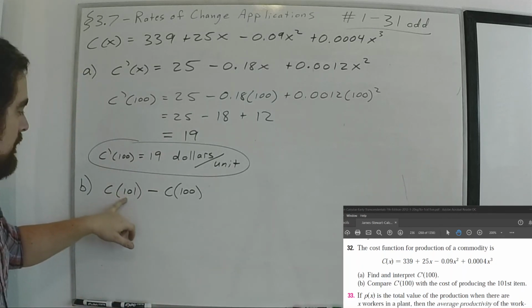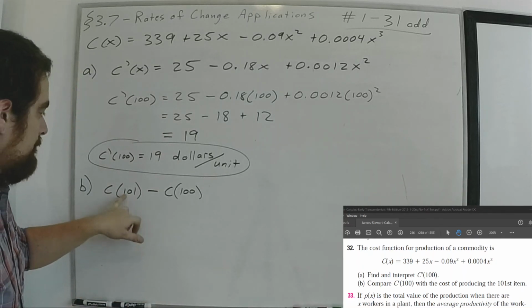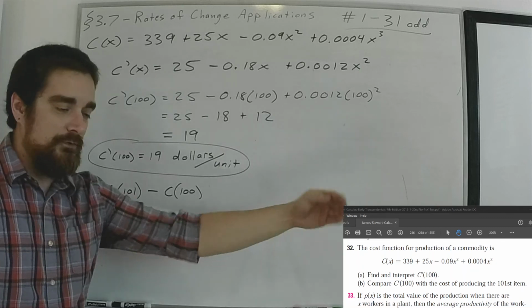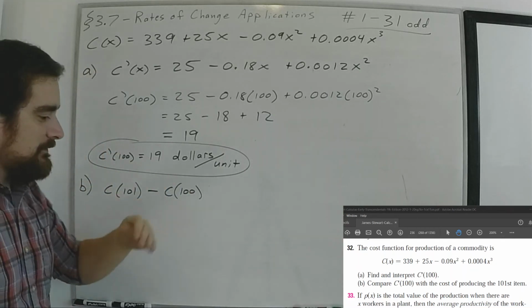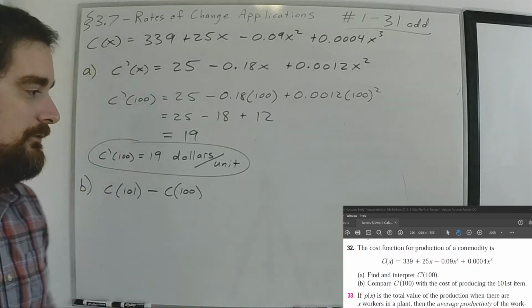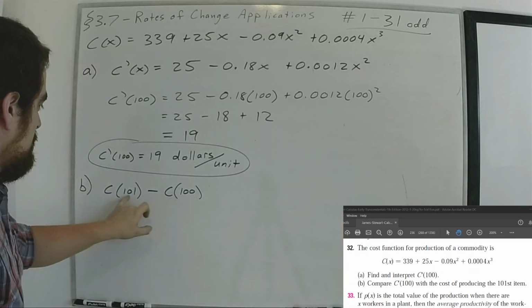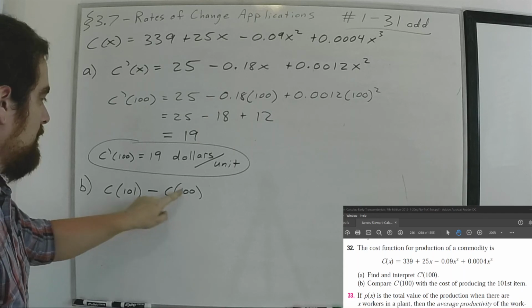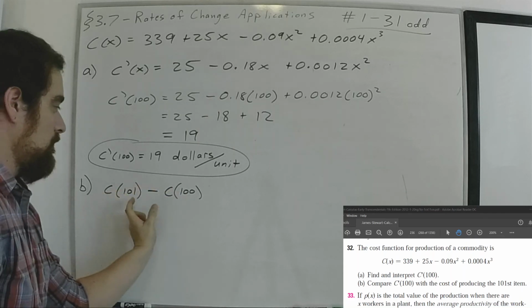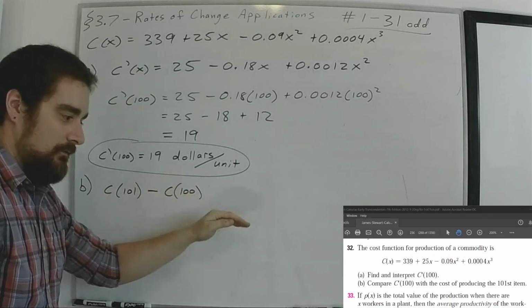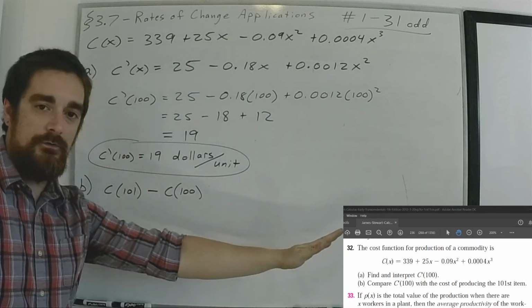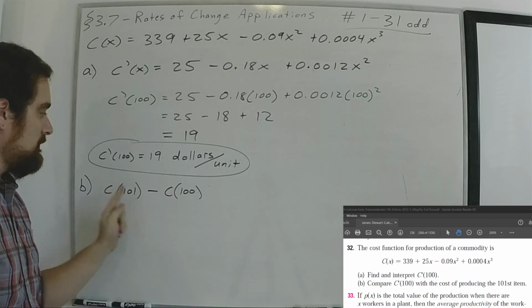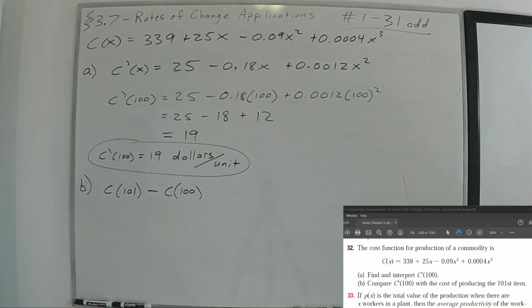C of 101 only tells me the cost of all 101 units combined together. C of 100 tells me the cost of the first 100 units combined together. If I just want to find out how much it costs to go from 100 to 101, then I only want that difference between when 100 units are made and 101 units are made. Forget the first 100 units. How much did it cost just to make that one more unit?